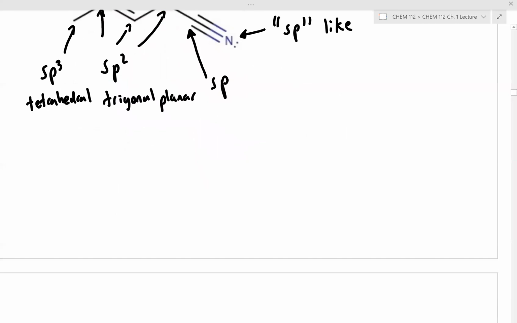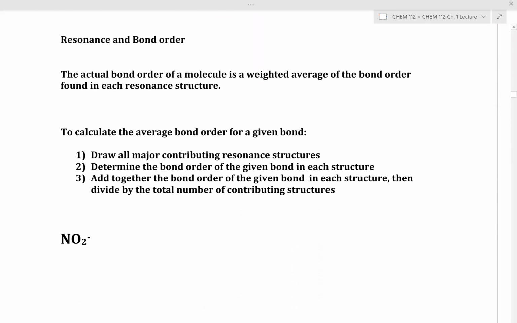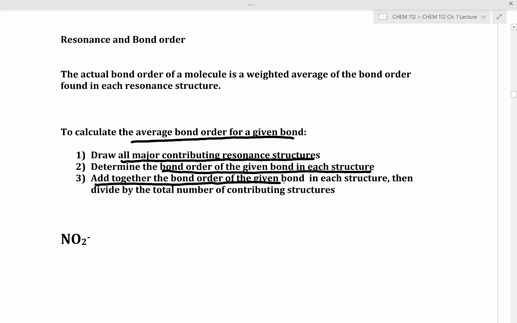So let's keep going now. And let's talk about resonance and bond order. When we think about calculating bond order, accounting for resonance, to calculate the average bond order for a given bond, what we need to do is draw all of the major contributing resonance structures. We determine the bond order in each structure, then add together the bond order in each structure, and then divide by the total number of contributing structures.